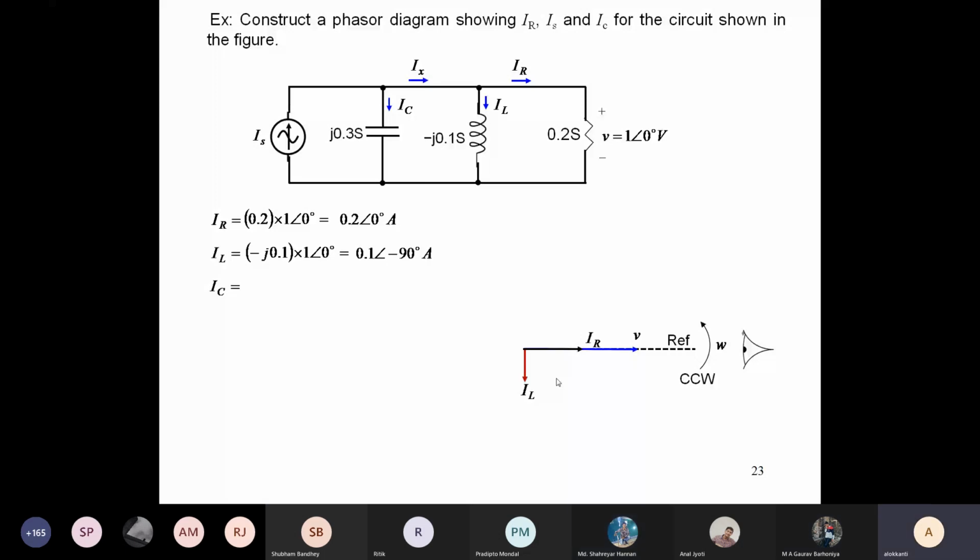You can also find out IC. What is IC? The voltage is 0.3 angle 90. So how much is it? 0.3 angle 90. So the phasor location is plus 90, upward 90 degrees.